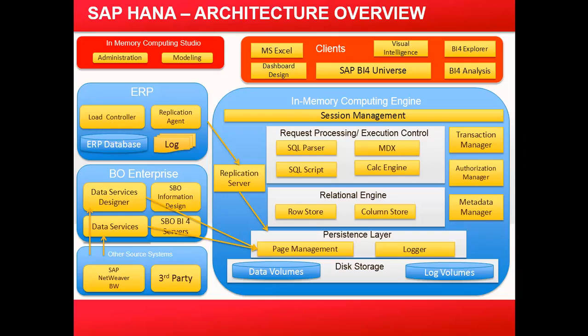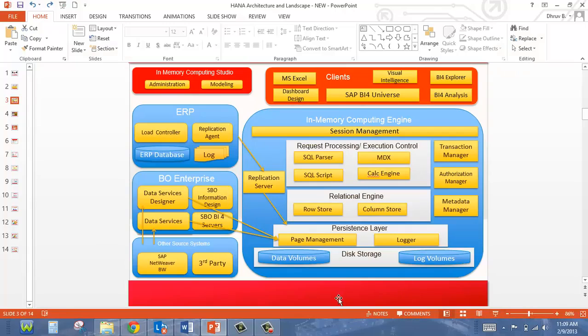Okay, then from the data persistence perspective, here you can see at the bottom we have the data persistence layer, which in turn is using the disk storage, that is the data volume and the log volumes. This is mainly providing the persistence layer and taking care of the data storage and all the changes which are coming into the SAP HANA system. So let's get into the next slide, which is talking about the different components and how they are connecting.